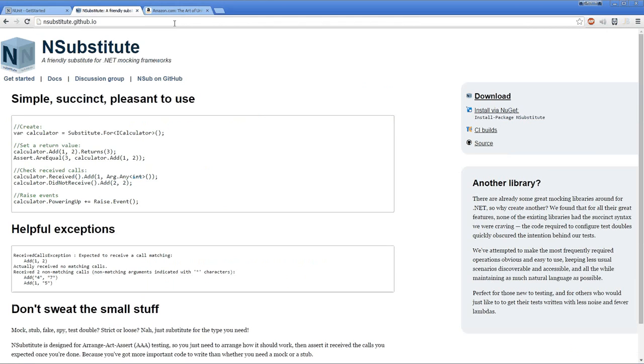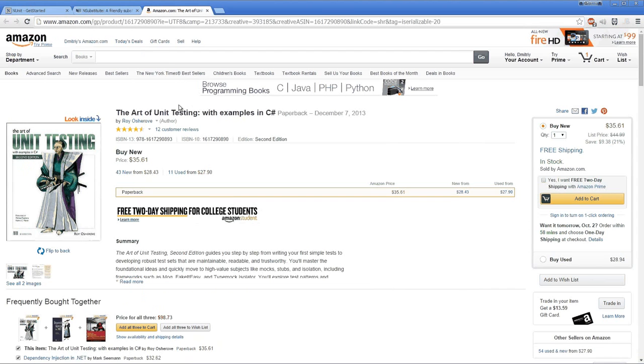In my presentation, I'll use pieces of code and illustrations from the book The Art of Unit Testing by Roy Osherove. It's a really great book and I strongly recommend that you read it.